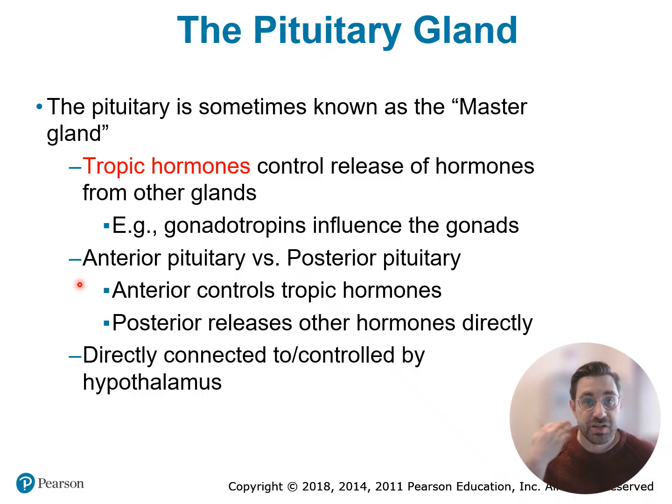Right? The posterior pituitary releases hormones all by itself. So, like, oxytocin and vasopressin get released by the posterior pituitary by itself. The anterior pituitary's main role is going to be controlling other glands throughout your body. The pituitary gland, and in particular the anterior pituitary, is directly connected to and controlled by the hypothalamus. So this is where our connection is going to be between our brain and the hypothalamus and our endocrine system, starting at the pituitary gland.